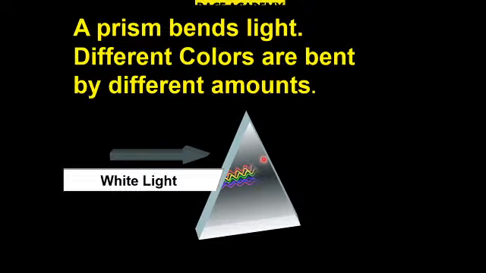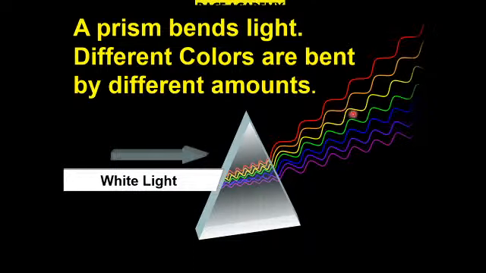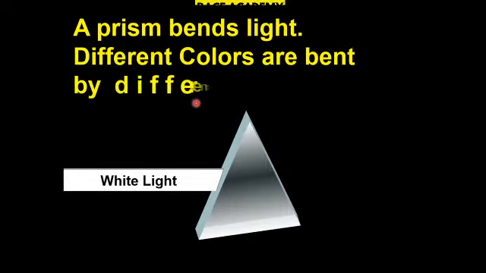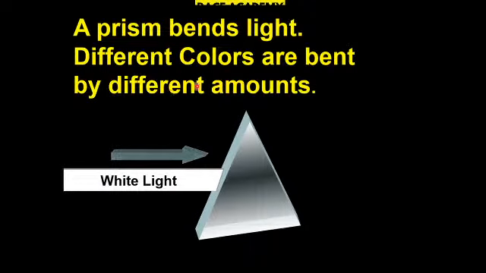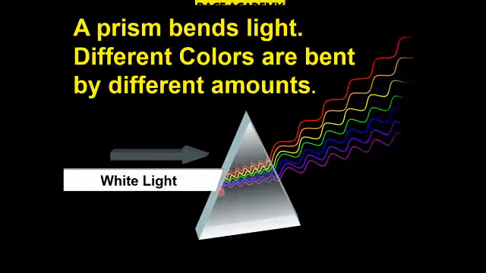A beautiful presentation here. The light is spreading. Different colors are bent by different amounts, and different colors are coming from the prism. So once again, I'll show you. The prism bends light, which means different colors are bent by different amounts. White light is passed into the prism, and it moves like this, giving different colors.